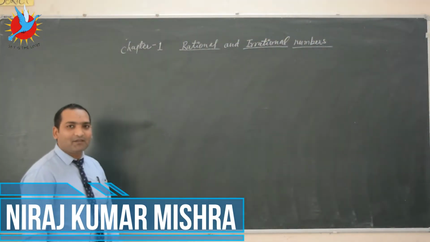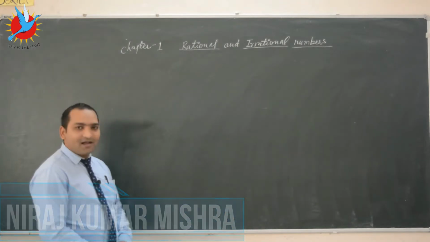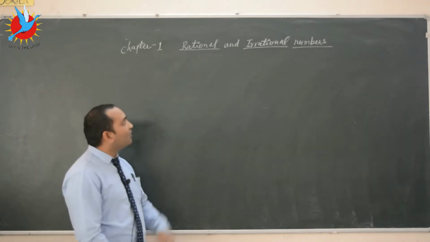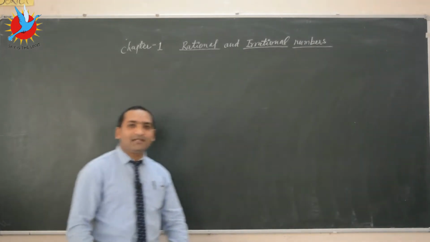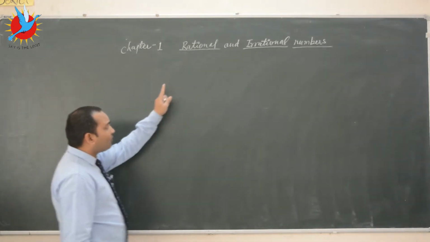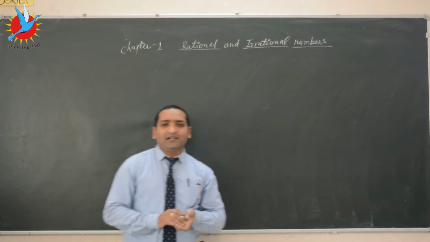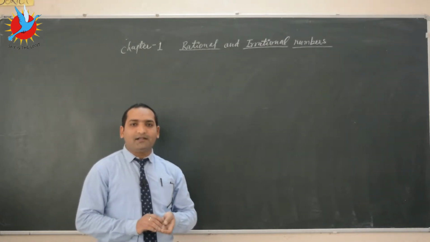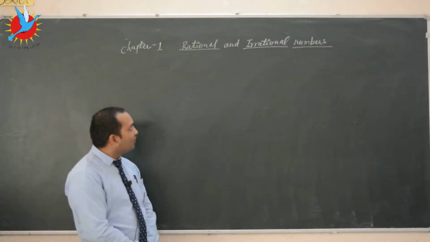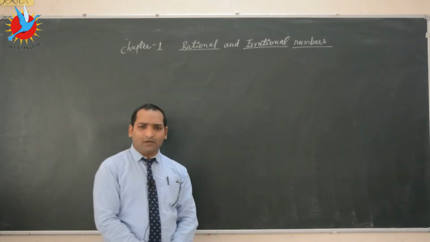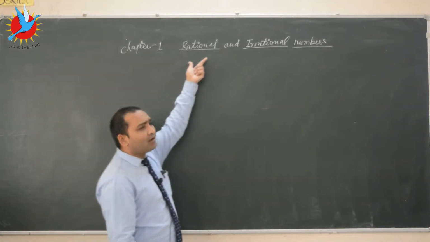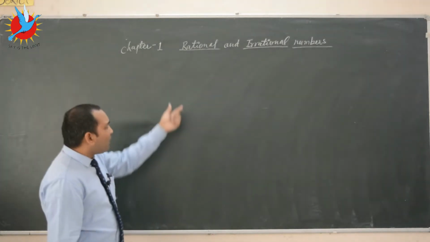Hello student, in this class today we study about the rational and irrational numbers. This is the first chapter of class 9th. In the previous class we already discussed the rational number and its properties, and how to represent a rational number on the number line. Now in this class we learn more about rational numbers. So what is a rational number?